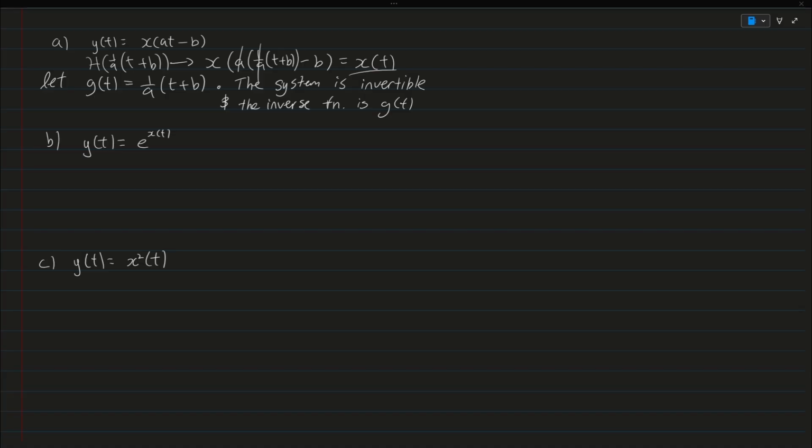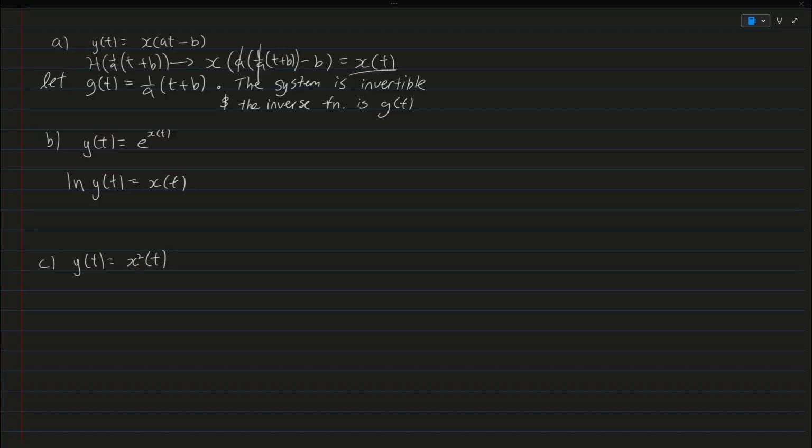Now part B. Is the system invertible? So what can we plug into y of t, or into the system, to get x of t back from e to the x of t? Well, if we take ln on both sides, we know we're going to have ln y of t equals x of t. So there you go. This is the inverse function.